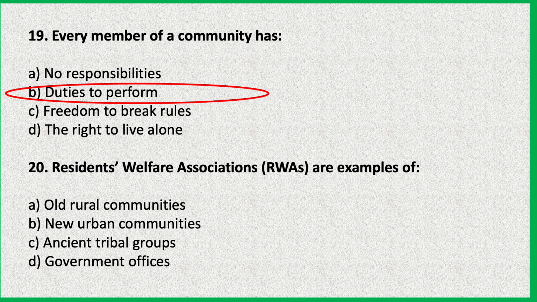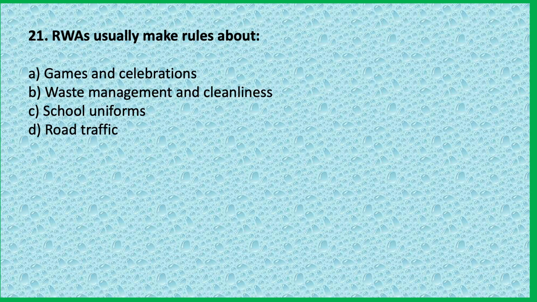Residents' Welfare Associations, RWAs, are examples of, options are old rural communities, new urban communities, ancient tribal groups, government offices. Correct answer is new urban communities. RWAs usually make rules about, options are games and celebrations, waste management and cleanliness, school uniforms, road traffic. Which is the correct answer? RWAs usually make rules about waste management and cleanliness.